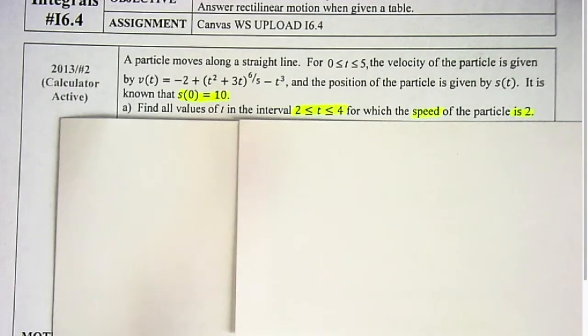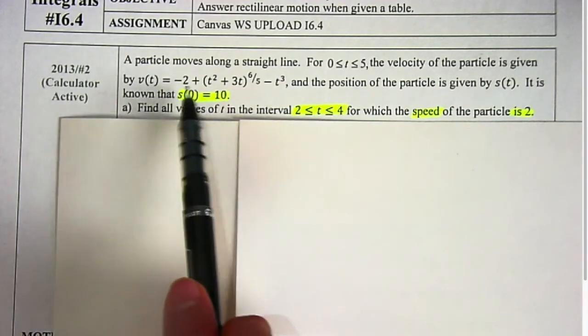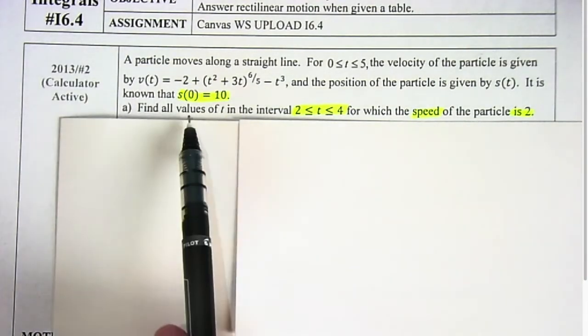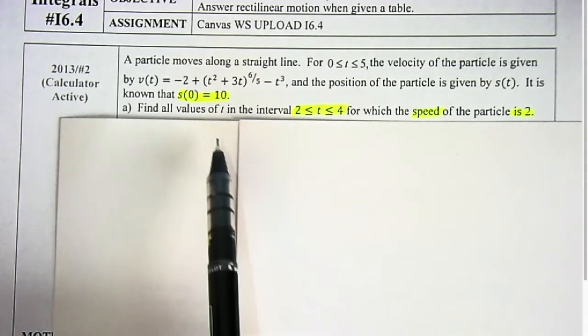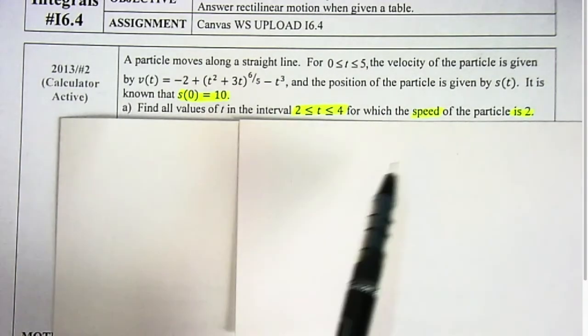Recording 6.4 a little bit differently for the front side because I want to show you how you can use your calculator to help you along on this, to be more efficient with your time, and also to avoid some silly mistakes. In this question, it is a motion question. I'm given the velocity of a particle right here, and I'm given a single position that says s of 0 equals 10.